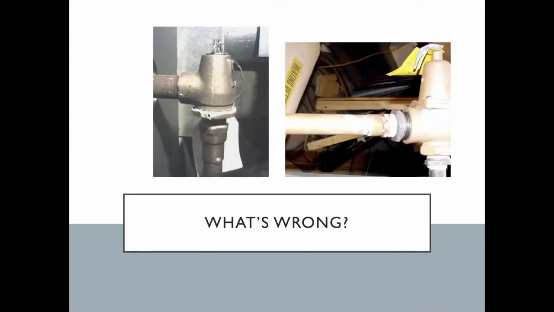How about this one? The relief valve is put in backwards, but it made it easier to keep the spindle in a vertical position. One of the common things we see on jobs is where they will put a bushing or reducer on the outlet of the relief valve.